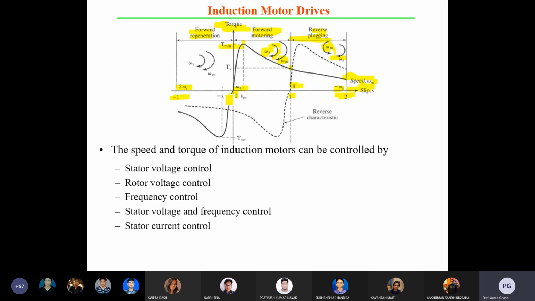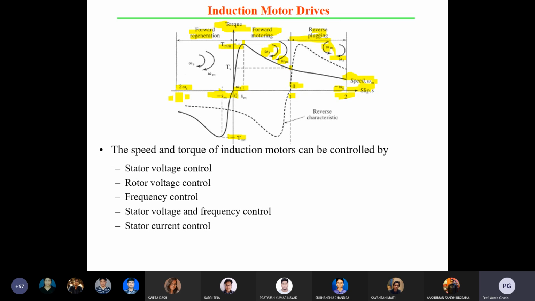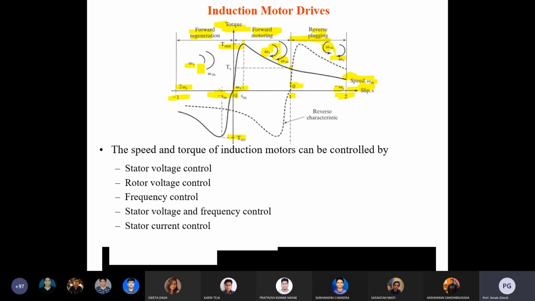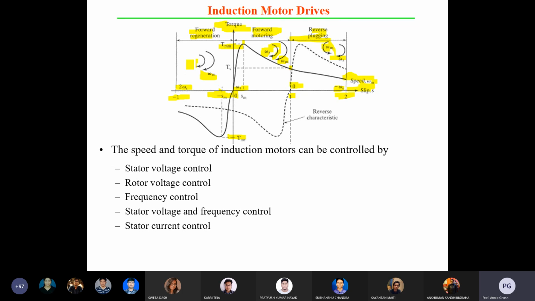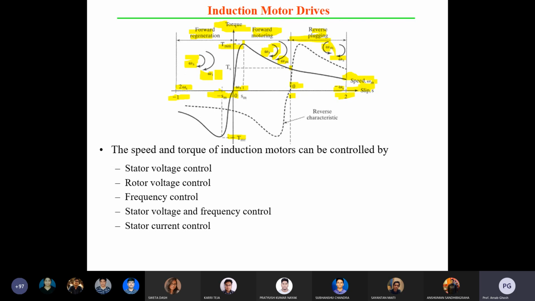Here you can see the maximum torque, where the slip is maximum at minus sm and -1, and the speed is twice the synchronous speed. The directions are the same: the motor speed ωm and the synchronous speed ωs are in the same direction. So these are the speed-torque characteristics of the induction motor drive.